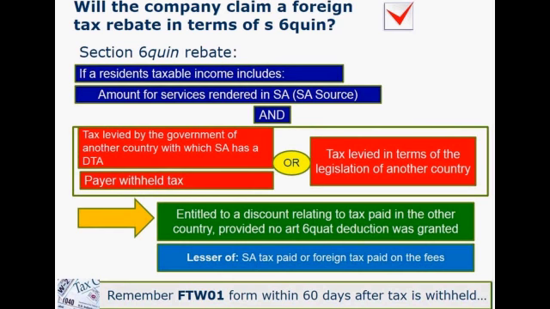Right. Important, if you want to claim a Section 6 quin rebate, unlike Section 6 quat, where you would claim the rebate at the end of the year, for 6 quin you have to submit the ITR14 form within days after which the tax was withheld. Go and submit that to SARS. So it's not something where you qualify and then quickly go and submit your form.